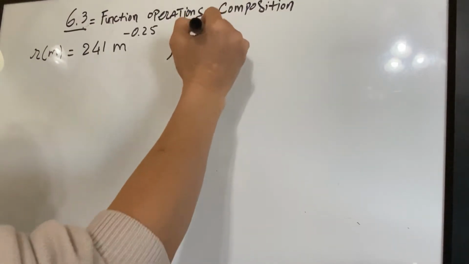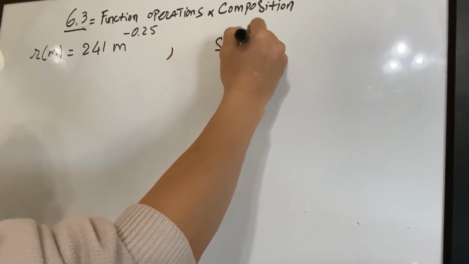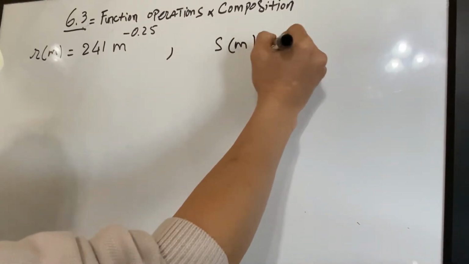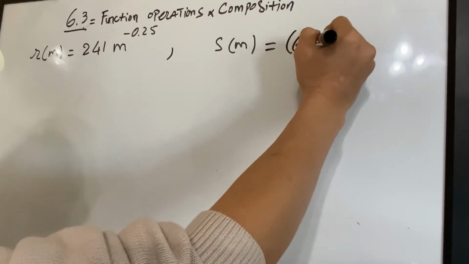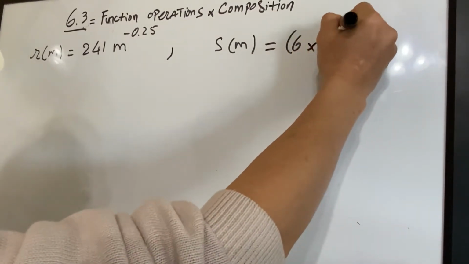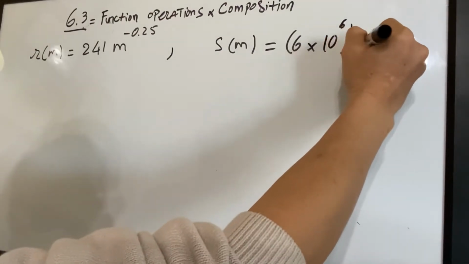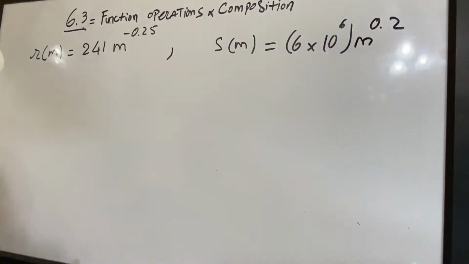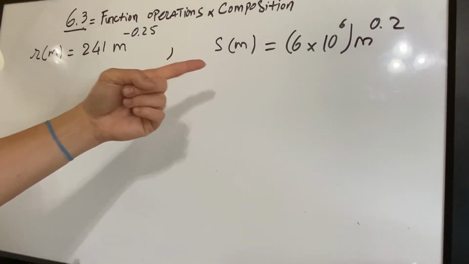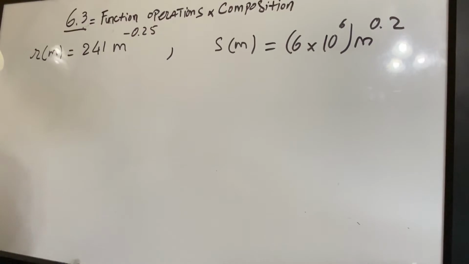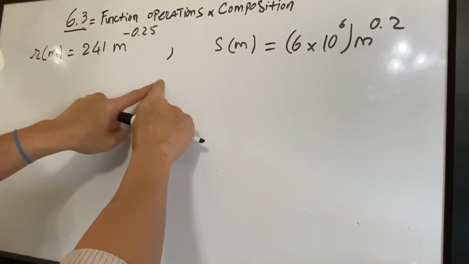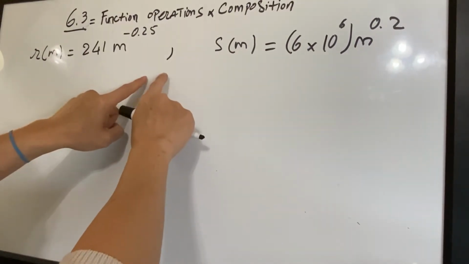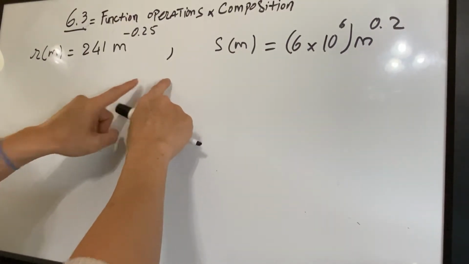And then the next one is the heartbeats in their lifespan in minutes, which is S right here, and it depends on their size: 6 times 10 to the 6 times m to the 0.2. The rate of their heartbeat is this, and S is their lifespan, their lifetime. So when you multiply them together, you will get the total number of heartbeats for their lifetime.